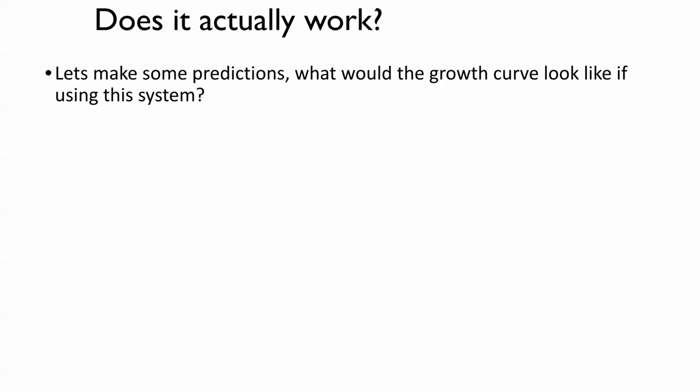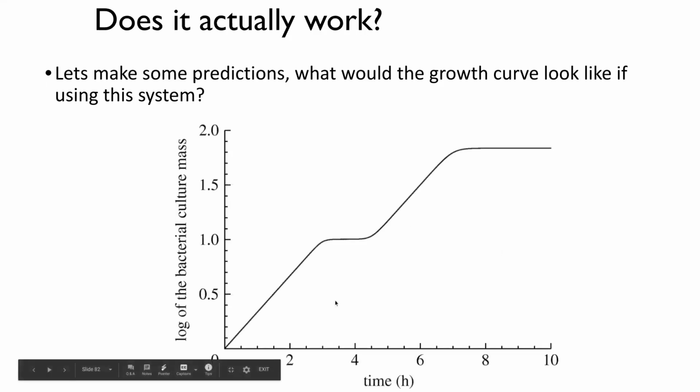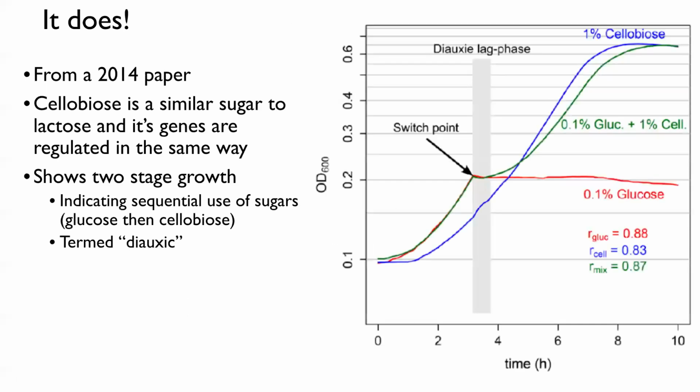And so does it actually work? What would the growth curve look like if you were using the system? So let's look at this. We have the log bacterial cell culture and the time in hours. What would this growth curve look like if a bacteria was switching from glucose to lactose consumption? So it actually works really, really well. So this is from a 2014 paper.